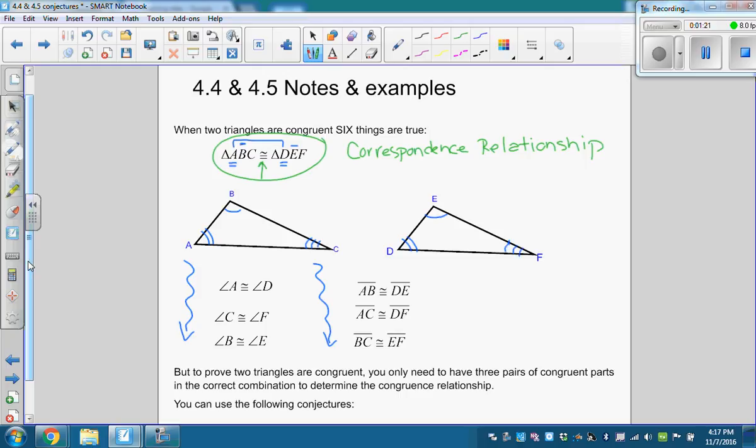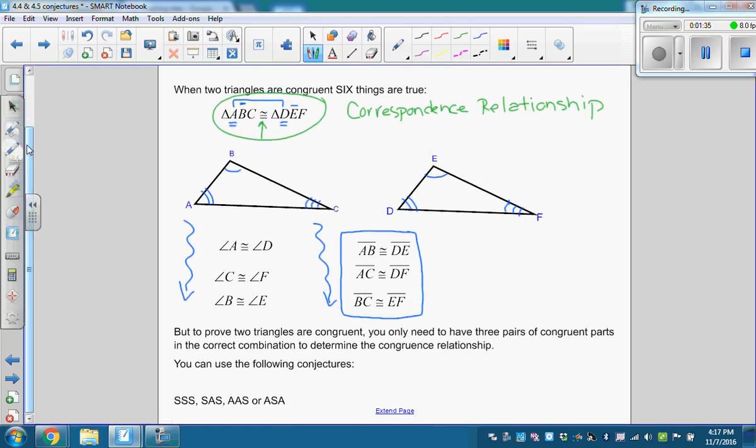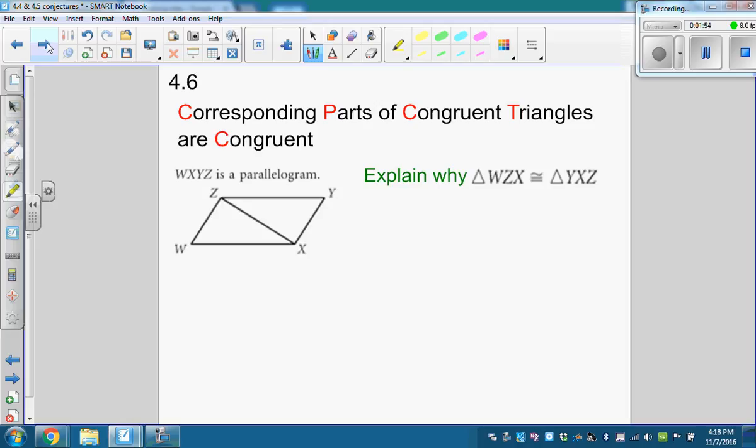And similarly, we have all of these pairs of sides congruent. And to prove two triangles are congruent, we don't really need to show all six things. So last week we talked about just needing to identify three pairs of congruent items in a given order, and these were the conjectures we came up with. So today we're going to talk about the corresponding parts of congruent triangles, and this is what we did in class.